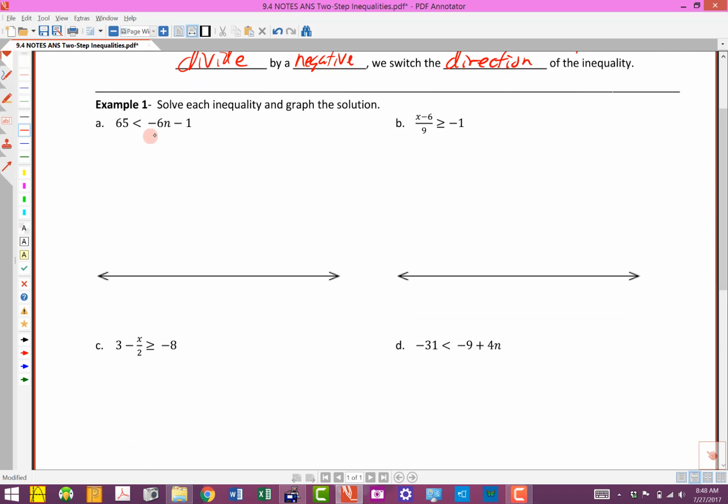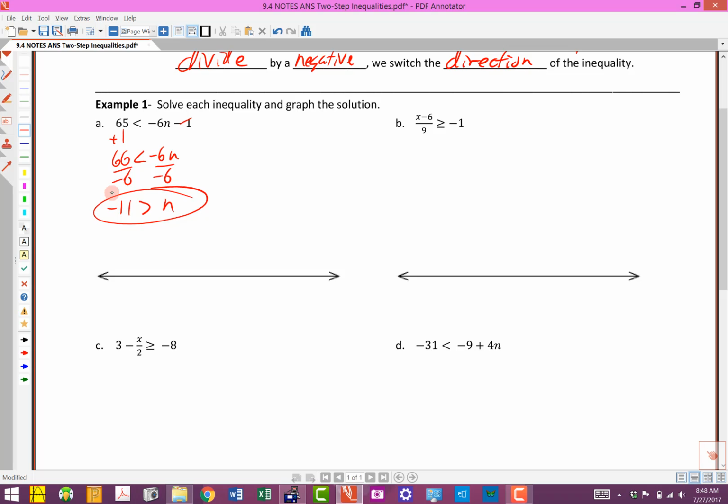So on this one, we're going to isolate the variable term, so we're going to add 1 to both sides. This gives us 66. Adding doesn't change the direction of the inequality, so I'm going to leave it like that. I'm then going to divide both sides by -6. That's going to give me -11, and an n over here, which is what we want. But we were dividing by a negative, so we're going to switch the direction of the inequality.